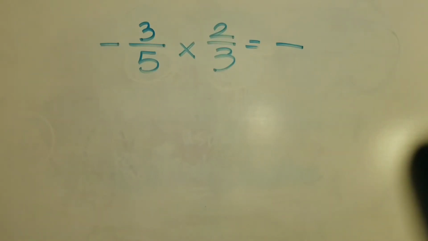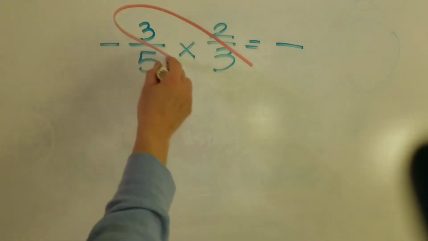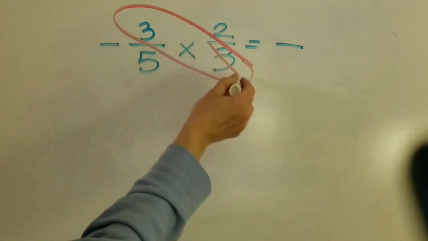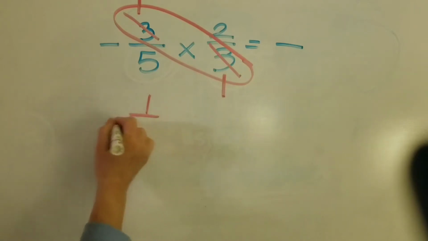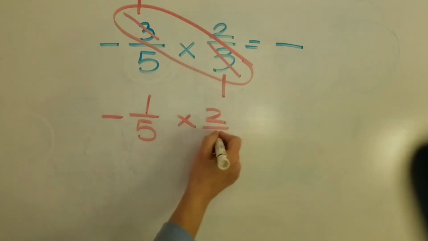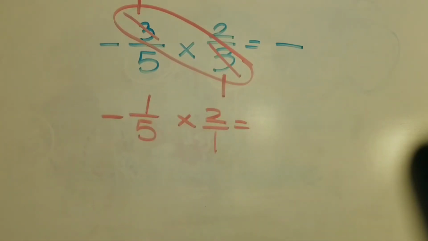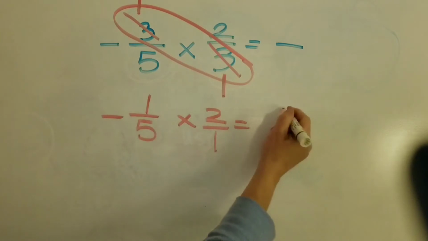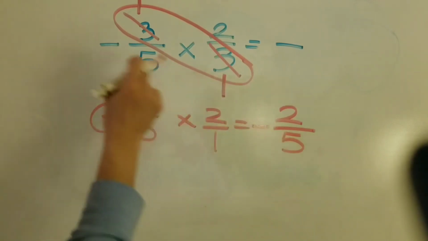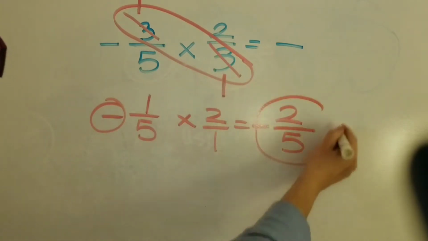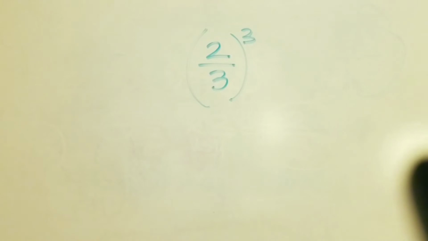This time, instead of multiplying straight across, who sees what we can do to simplify this problem? We can cross cancel these two 3's. They cancel out because they're the same number and become 1. So we have 1 and 1, and our new problem is -1/5 times 2/1, a simpler problem. We multiply numerators and denominators straight across: 1 times 2 is 2, and 5 times 1 is 5. But we have to remember the negative sign, because a negative times a positive is a negative.